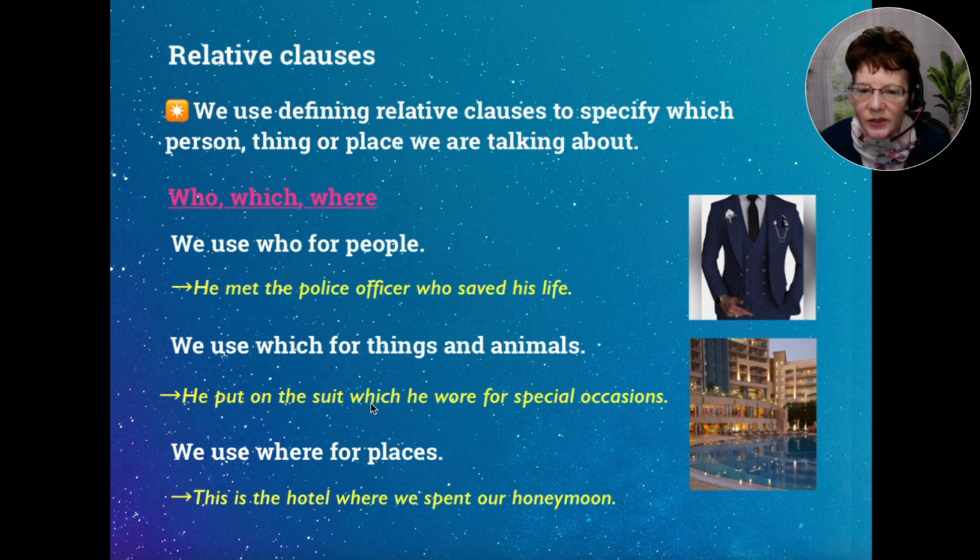He put on the suit which he wore for special occasions. So we want to know the suit we're talking about, the suit which you can say that or which he wore for these special occasions. And then we use where for places. So we have this is the hotel where we spent our honeymoon. This clause, from where to honeymoon, describes the hotel.